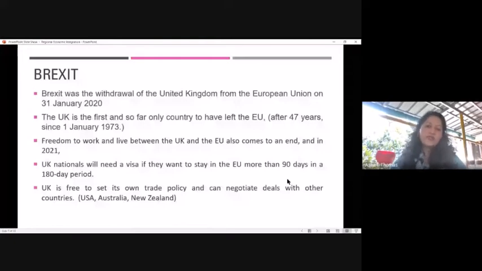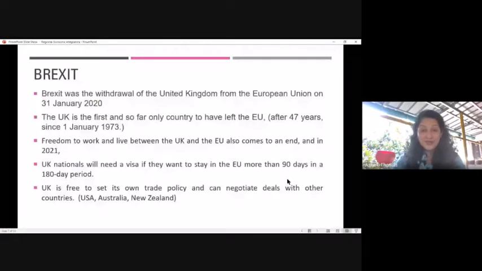And of course, the UK was part of the European Union from 1973 onwards till they exited in 2020. And earlier, prior to Brexit, the freedom to work and live between the UK and the European Union member countries was one of the primary benefits of this union.